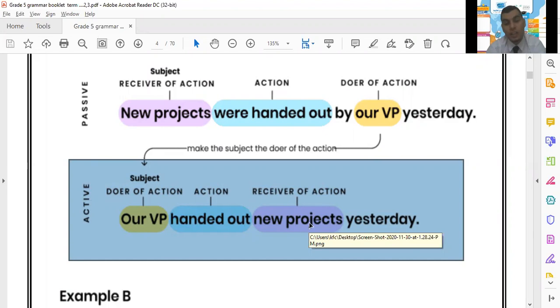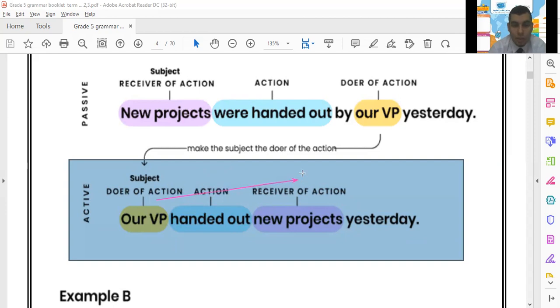Very good. New projects is the object in the active sentence. Where shall we put it in the passive sentence? The subject. As a first one. Very good. We shall put it as a first one. As you can see here, the subject went to the end, the verb was changed, and the object became the subject in the passive voice.